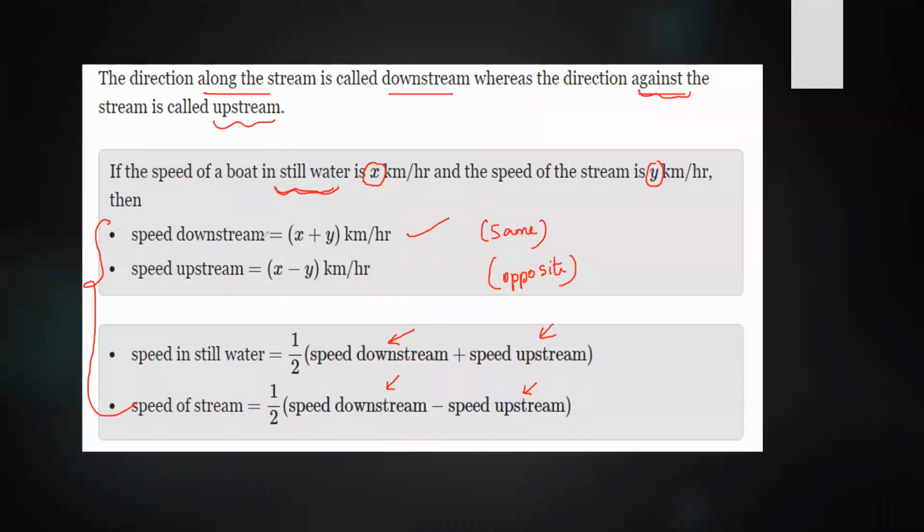Noted by formulas. Actually, the speed of still water is nothing but water speed, which is 0. Water is stationary. Stream is nothing but the moving water, the river. Downstream is along the stream, the same direction. Upstream is against the stream, the opposite direction. Still water means the water is stationary. Stream is nothing but the moving water of the river.